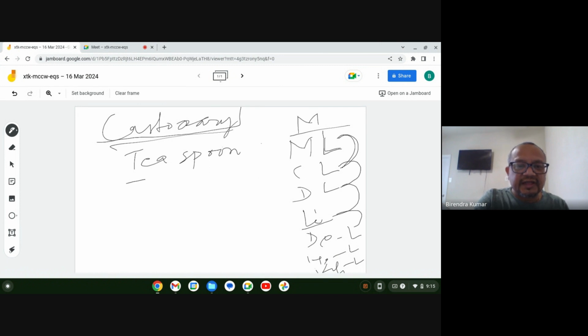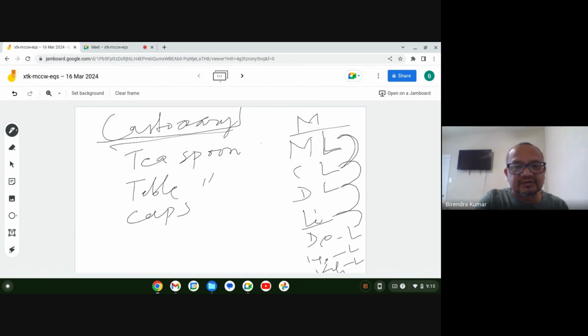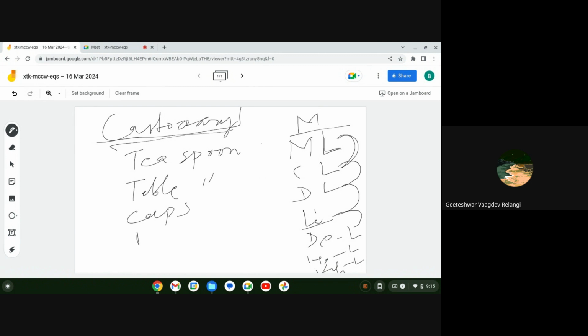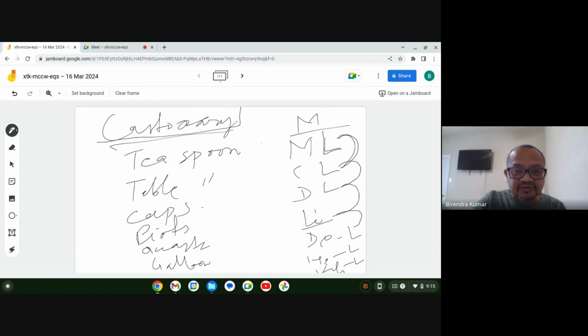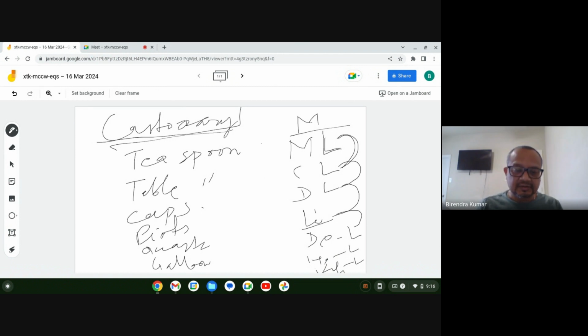One is teaspoon, then comes tablespoon, then comes cups, then comes pints, then quarts, then gallon. Did I miss something? Let me check. My chart says 8 fluid ounces to 1 cup. Okay, I think I missed something. Let me just check quickly. Pints. Okay. I missed ounces.